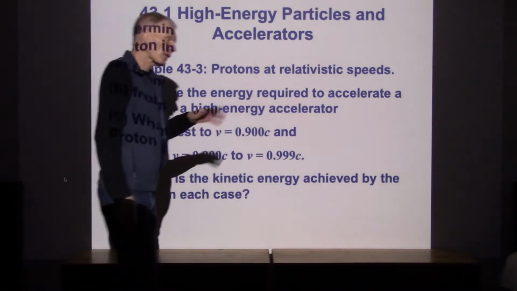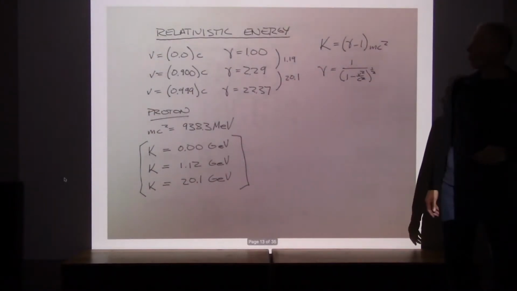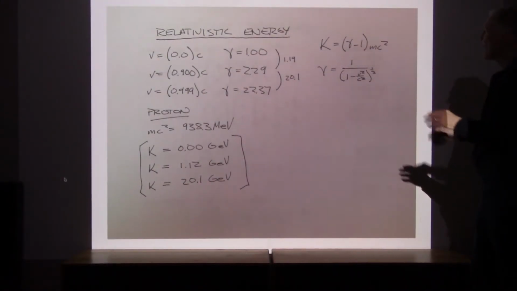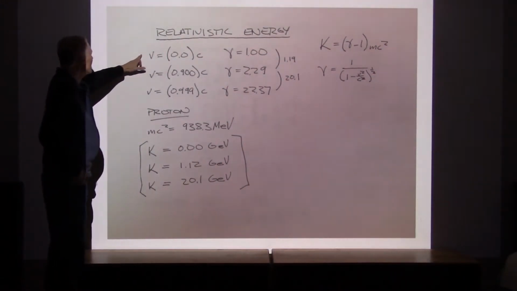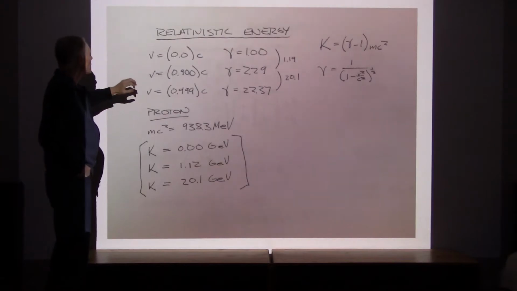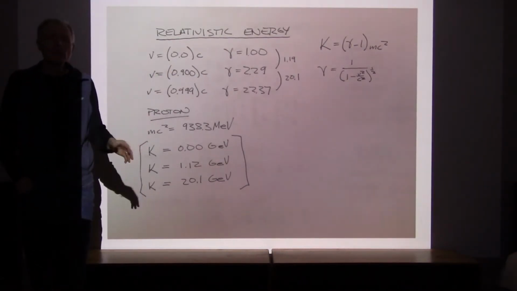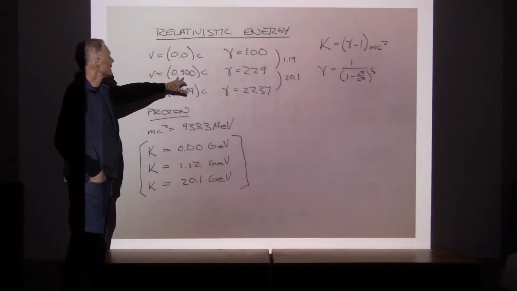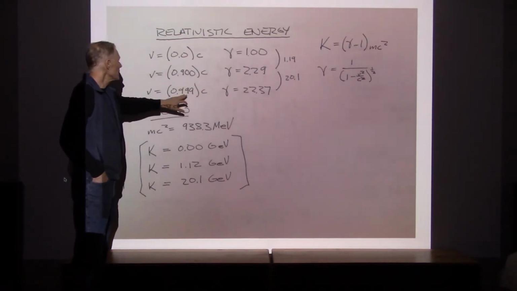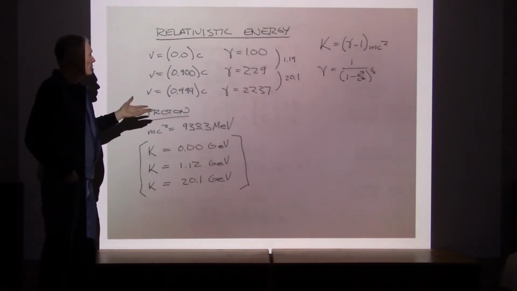So let's take a look. I think we can go back to our formulas from special relativity and set this up in a way that is pretty systematic. So here are the speeds they're talking about. They're talking about 3 different speeds. The first speed is at rest. That was easy enough. So 0.0 times c. And then the next speed they're talking about is 90% of c. And then this is like 99.9% of c. So those are the 3 speeds they want us to consider.